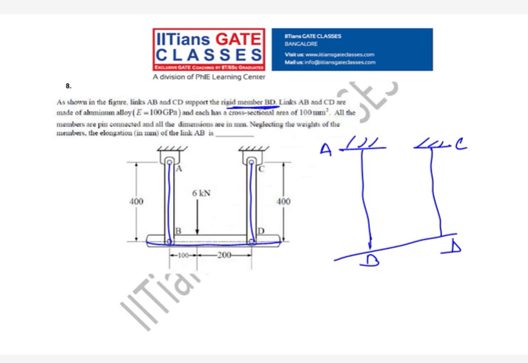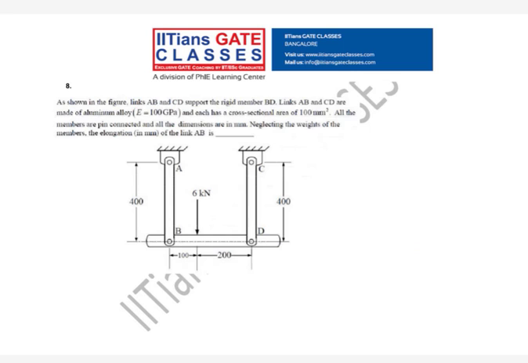Now what we can always do in such a problem, since here it is a hinge support, right? B and D are hinge supports. So we can make a cut at B and D. When we make a cut, what do we have to do? We have to draw a free body diagram. So let's draw the free body diagram when you make a cut at B and D.